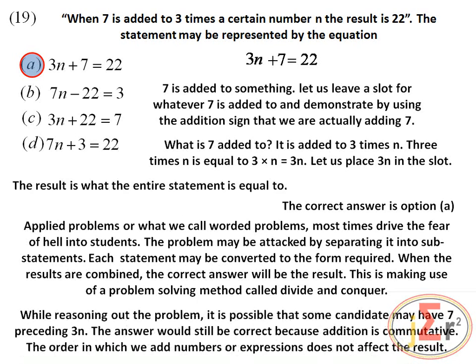While reasoning out the problem, it is possible that some candidates may have 7 preceding 3n. The answer would still be the correct one because addition is commutative. The order in which we add numbers or expressions does not affect the result. So one might have, instead of 3n plus 7, 7 plus 3n. Does not matter. Addition is commutative.